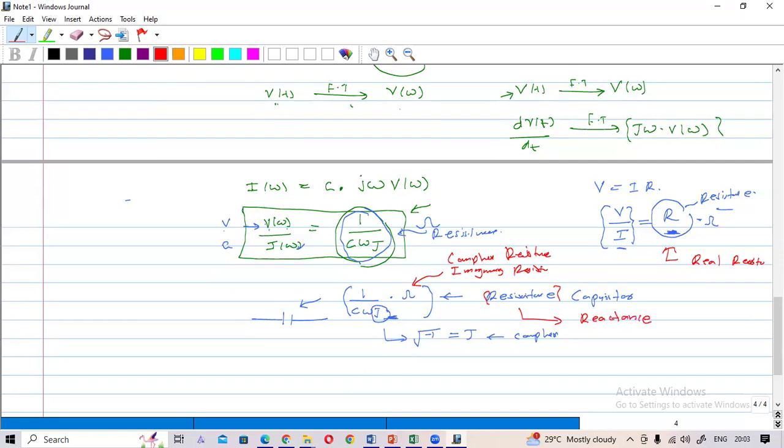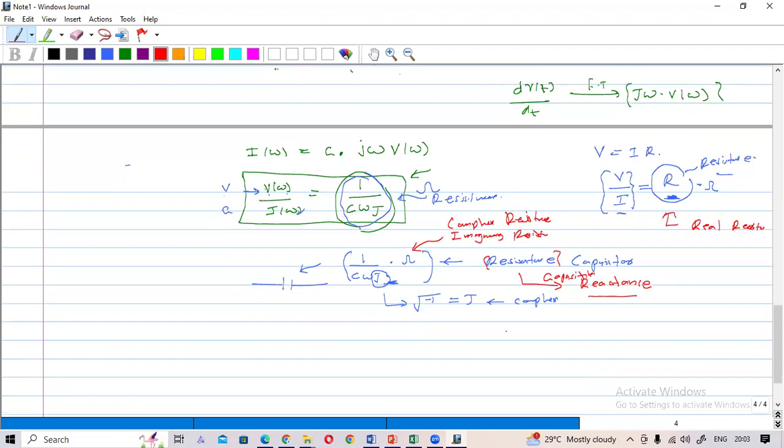For the complex resistance, we are using the name reactance. This is the reactance created by the capacitor, so normally this is referred to as capacitive reactance. You need to remember this term. Capacitive reactance. So what is the capacitive reactance?